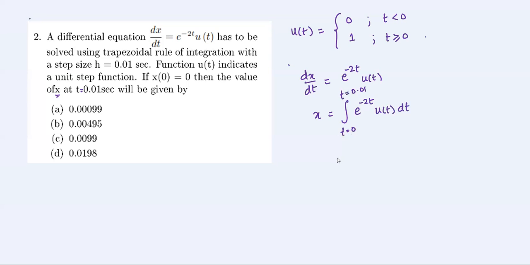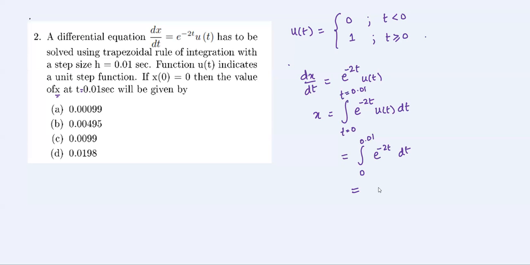When t is less than 0, u(t) will be 0. When t is greater than 0, it will be equal to 1. So we are left with the integral from 0 to 0.01 of e power minus 2t dt.